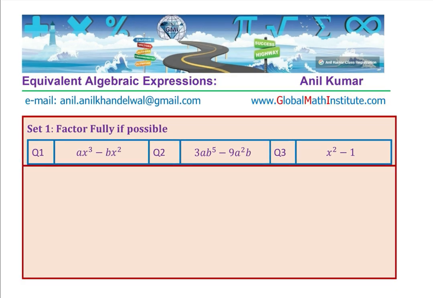The first set has difference of squares kind of thing or common difference properties. As you can see, question number 1 is ax cubed minus bx squared. Now, what is common between these? Well, x squared is common, so you factor this out. And you're left with dividing ax cubed by x squared, we get ax, right? And bx squared by x squared, we get b.